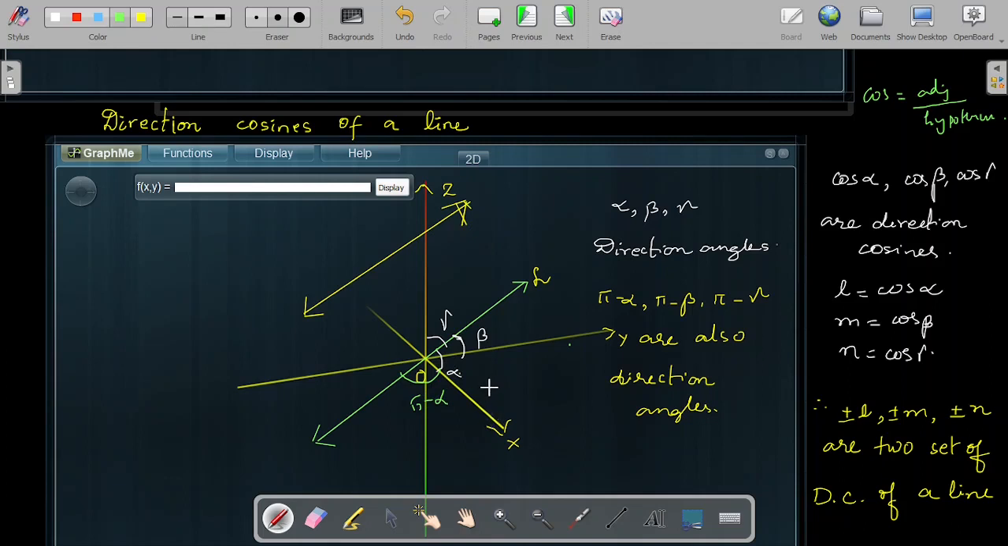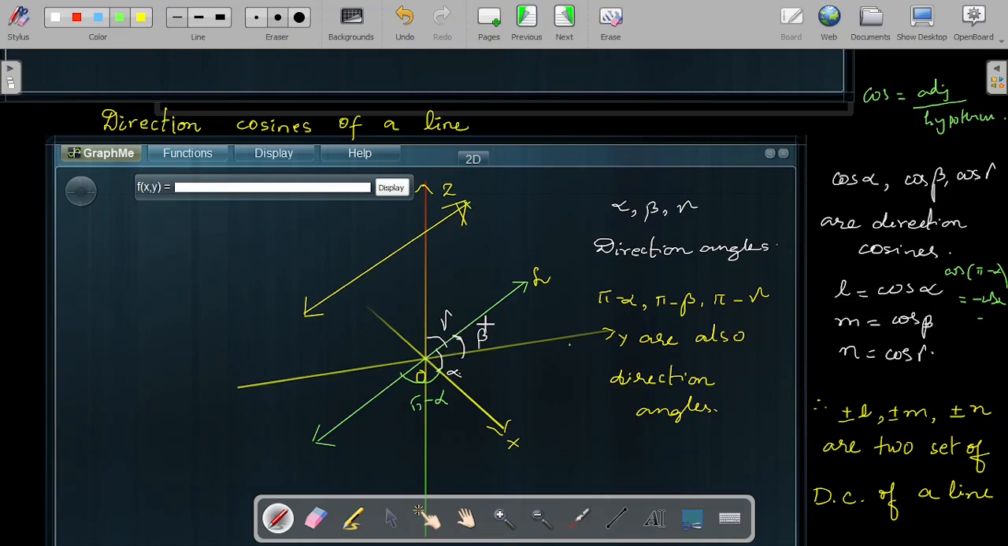Therefore, there are two sets of direction angles: alpha, beta, gamma, and pi minus alpha, pi minus beta, pi minus gamma. These are also direction angles of the given line. So when pi minus alpha, pi minus beta, pi minus gamma are the direction angles, in that case, cos of pi minus alpha is minus cos alpha, because in the second quadrant cos is negative. So you will get minus L, minus M, minus N. These are another set of direction cosines of the same line.